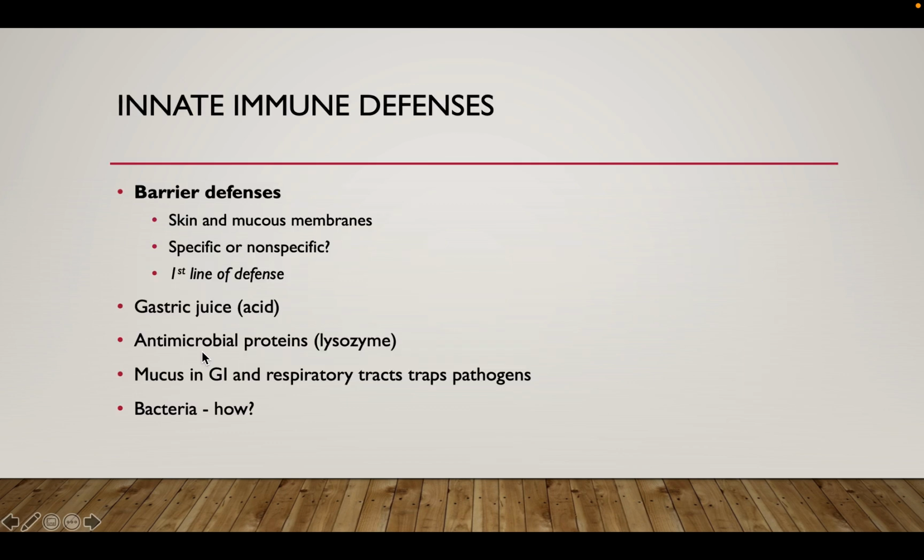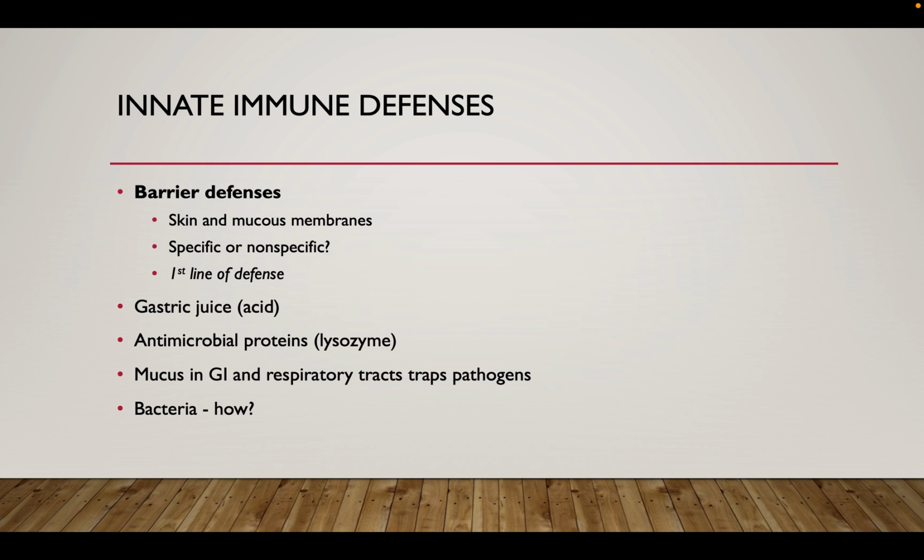So our first type of immune defense that we're going to look at is our barrier defense. Okay, we can classify our barrier defense as being innate in that we don't have to develop it. We just have our barriers. We can classify it as being very non-specific because it does not discriminate against one type of pathogen or another, and then we can classify it again as our first line of defense.